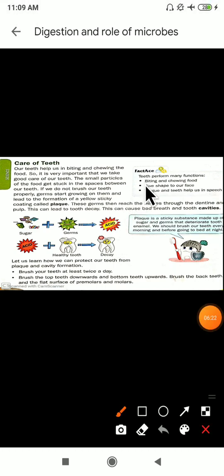So dear students, here one point they have given, it is very important. Teeth perform many functions. What are the functions of teeth, dear students? Teeth help us in biting and chewing the food, and it gives shape to our face. Tongue and teeth help us in speech.